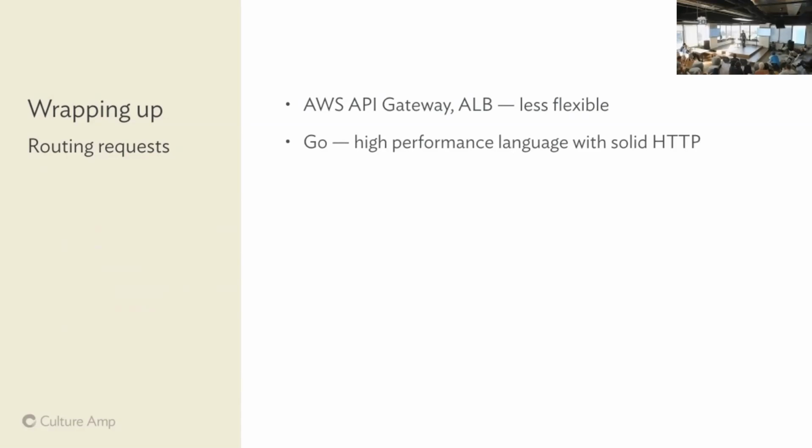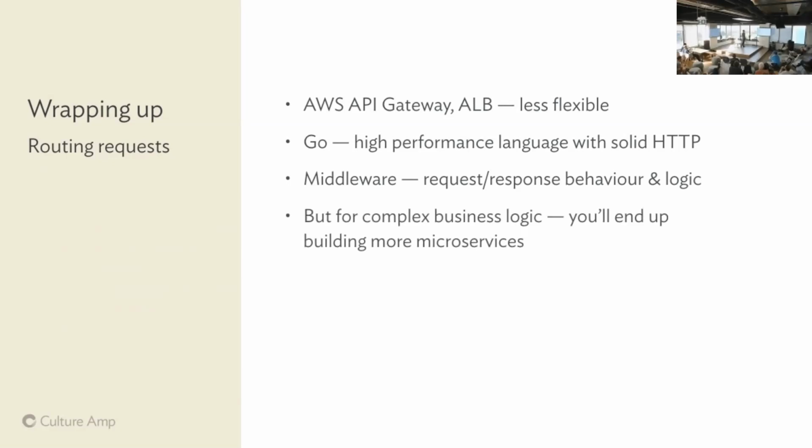Go is a really great language for this kind of thing. If you're building network services that need to fling HTTP around your system, I wouldn't choose any other language for that particular job. It's fast, it's quite easy to work with, it's quite simple to learn. And again, the HTTP support in it is really solid. Middleware, these layers of behavior that you can plug together, is a really nice way of getting your requests processed in your stack. But for complex business logic, you'll end up building more microservices. That's the way this goes once you start. It's hard to get away from.